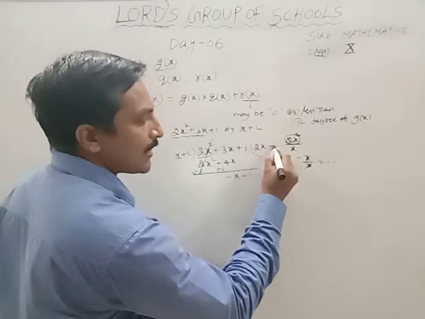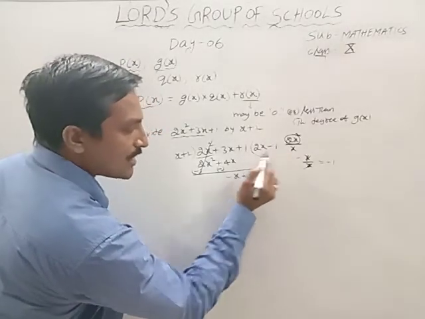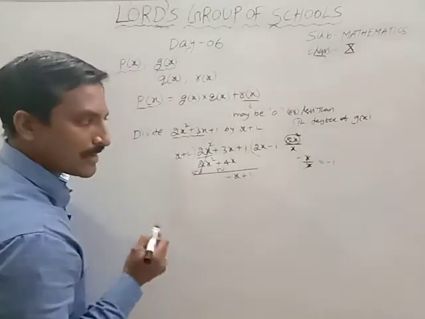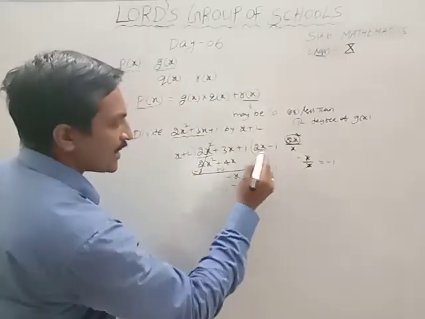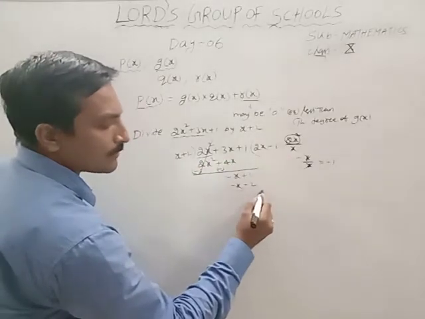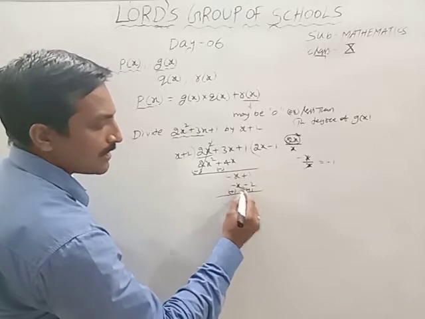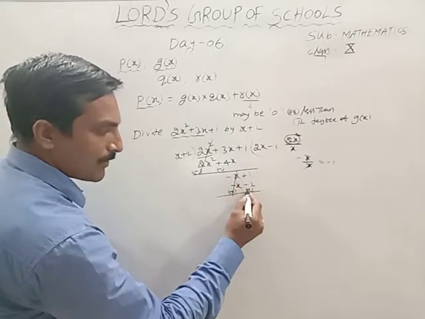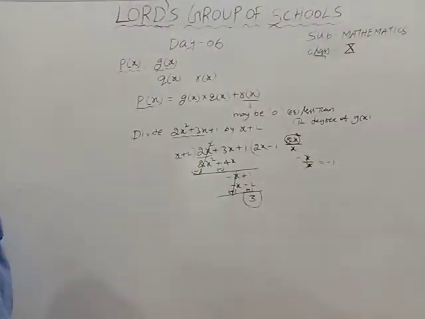That is written in the quotient place. This term is multiplied with each and every term of the divisor: minus 1 into x, minus x; minus 1 into 2, minus 2. Change the symbols, plus plus. This 2 will be cancelled. 1 plus 2, 3. So this is the remainder.